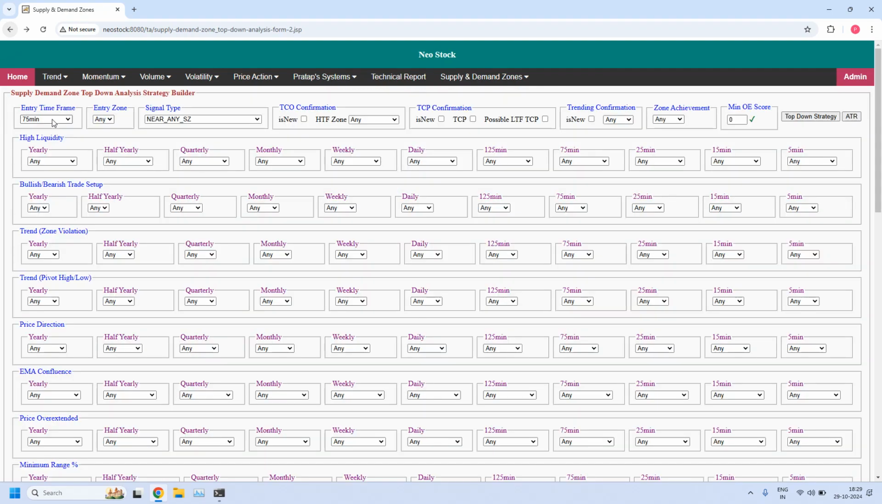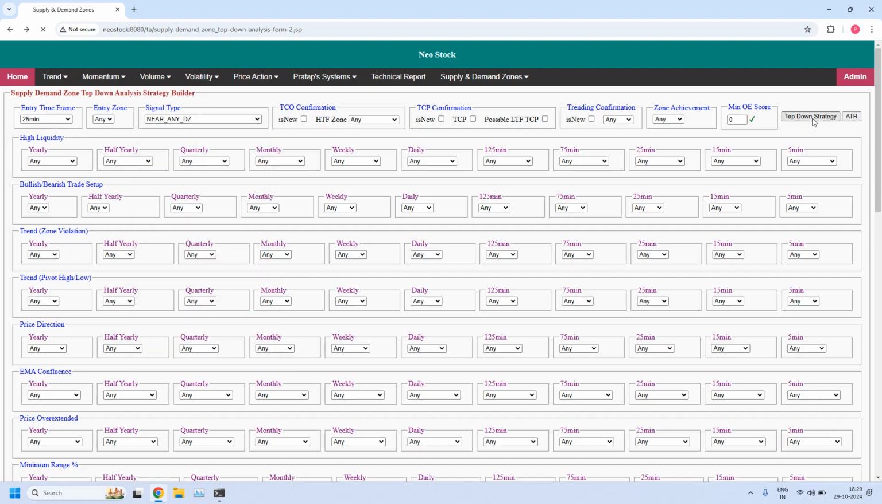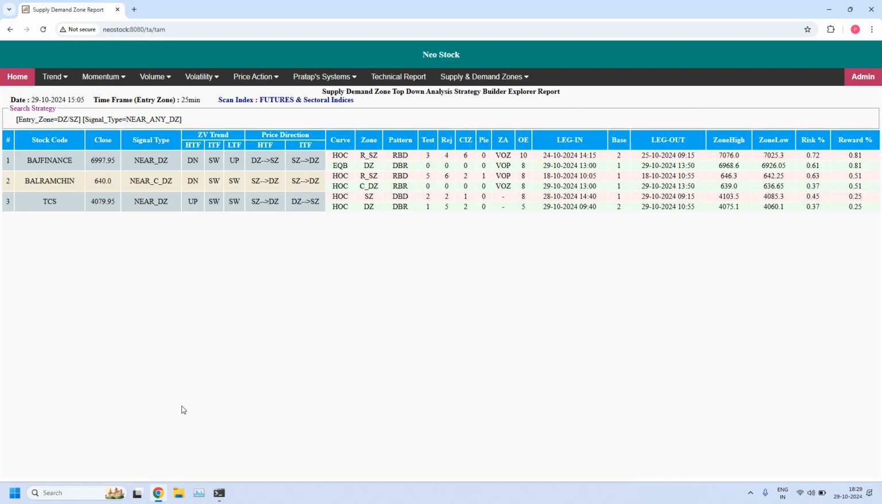Okay, the next time frame is 25 minutes. Let us find the stocks near 25 minutes demand zone. 3 stocks are filtered.